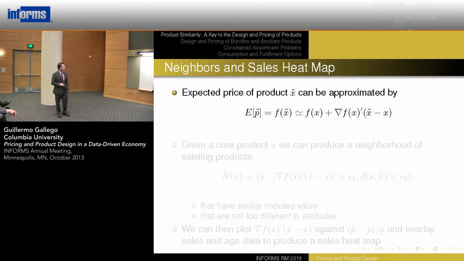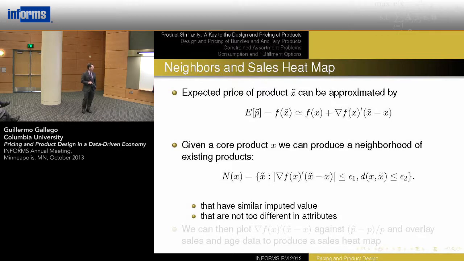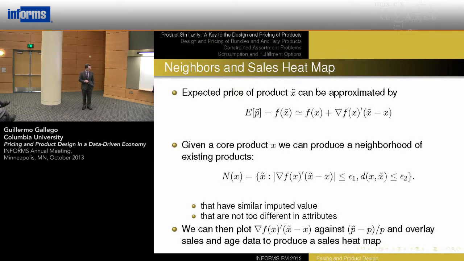And so once you have that, well, what can you do? You can create a neighborhood of products that are somehow similar in the sense that they are not too different in terms of their imputed prices, and they're not too different in terms of their attributes. So even the choice here of this distance metric is something that needs to be carefully chosen. And once you do this, then you can create a heat map by plotting the difference in imputed prices to the difference in actual prices. And you can overlay information such as sales or the age of the product to create a heat map.